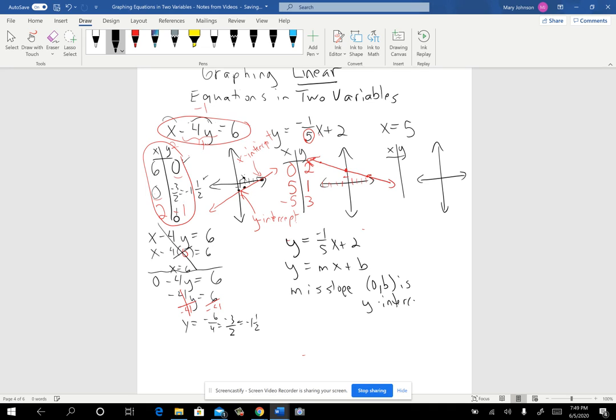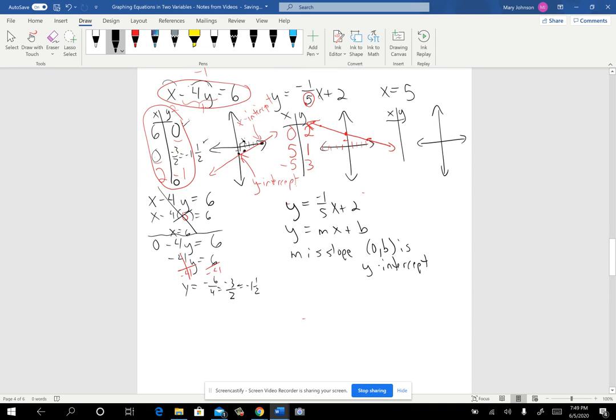And so you can make use of that to graph. So if you remember that and you want to do that, you can, but that's very specific to lines and lines only, whereas plotting points works no matter what kind of equation in two variables you have. If you plot enough points, you can get your graph, okay?